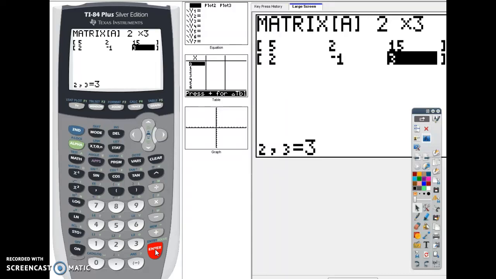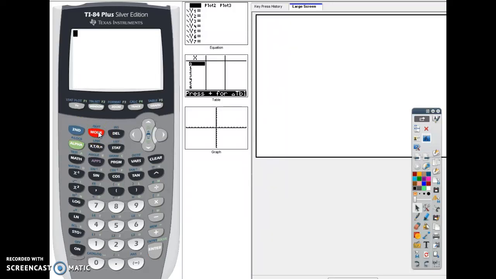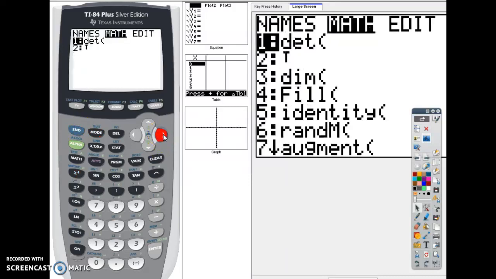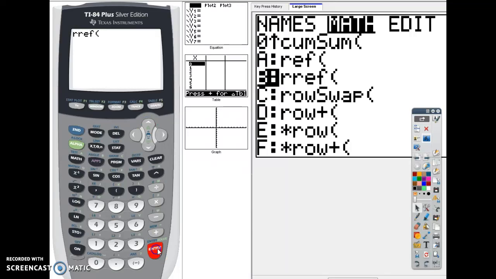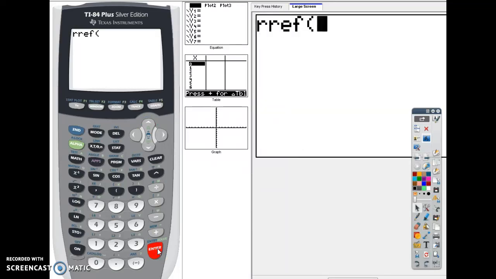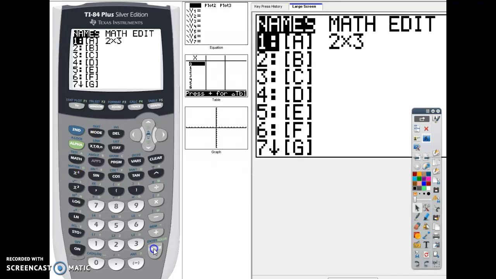Make sure that you quit. Don't forget to quit. So second mode, so you can quit. Then go back into the matrix, second matrix, arrow over to math, and go up till you see RREF, which is letter B. Press enter 1 time. Your blinker should be right here after the parentheses. Then we're going to do second matrix again. Enter, enter.